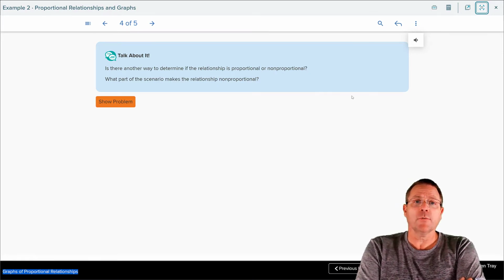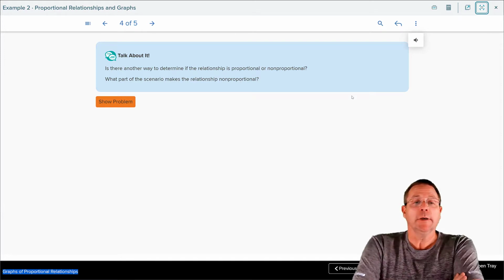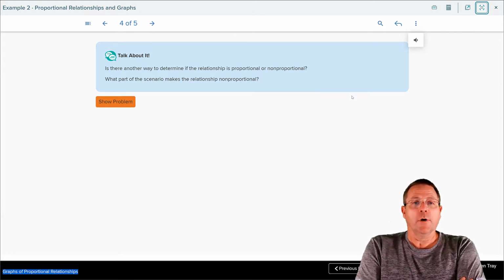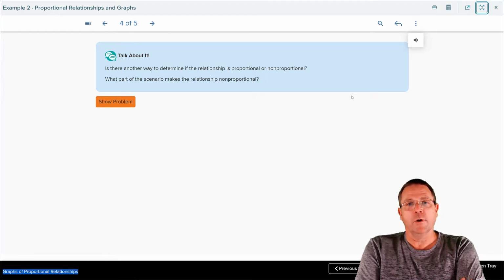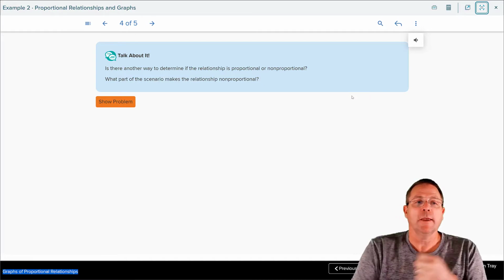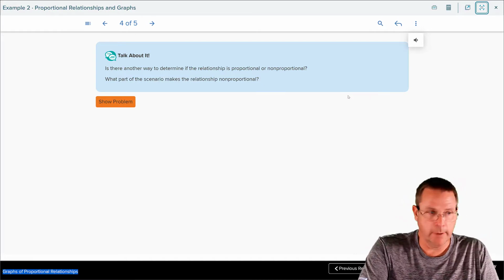Is there another way you could determine if the relationship is proportional or non-proportional? As a matter of fact, there is. We've talked about a couple where we could simplify them down to where they all had the common denominator, or simplify them down to where they were all a unit ratio, which would be a common denominator of 1. What part of the scenario makes a relationship non-proportional? Well, that would be when your numerators do not match when you have a common denominator doing it that way.